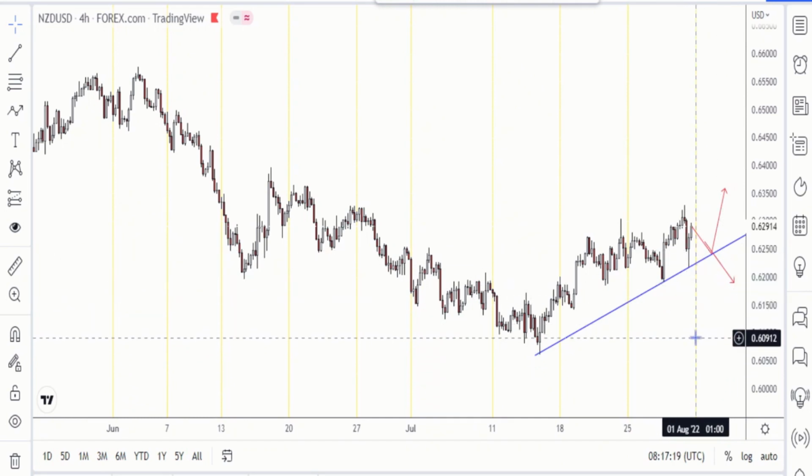So this week will be a week that is full of highly positively correlated pairs. So be very cautious and trade safe.